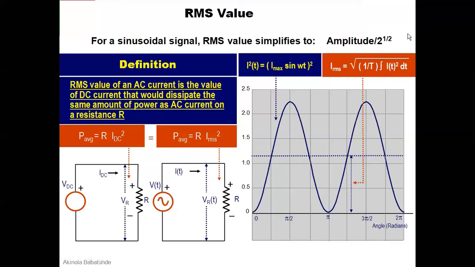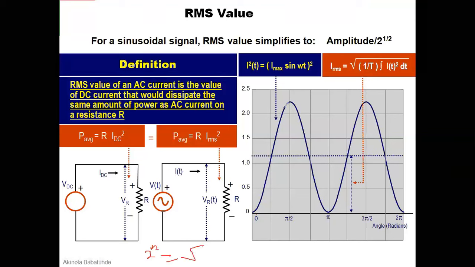All right. And the reason we have this particular RMS is that for a sinusoidal signal, the RMS value simplifies to the amplitude divided by 2 raised to power 1 over 2. Don't forget, 2 raised to power 1 over 2 will be the same thing as the square root of 2.